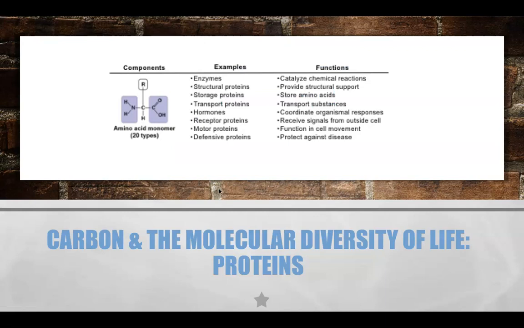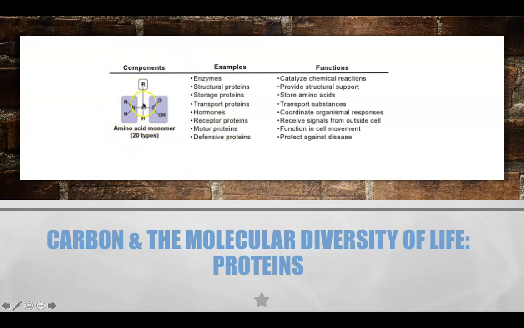Amino acids are monomers for proteins. There's several different types of proteins: enzymes, structural proteins, storage proteins, transport proteins. There's hormones, which are proteins, receptor proteins, motor proteins, defensive proteins, and each have their own function. But the key is that your proteins are going to be made up of a combination of 20 amino acids.